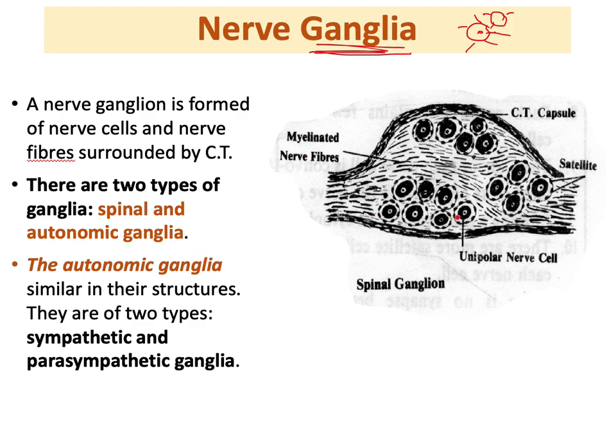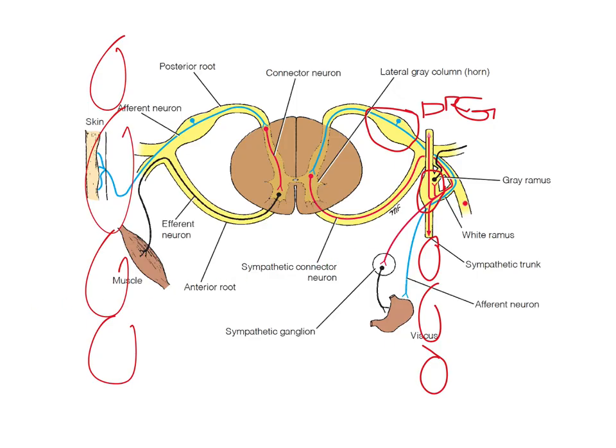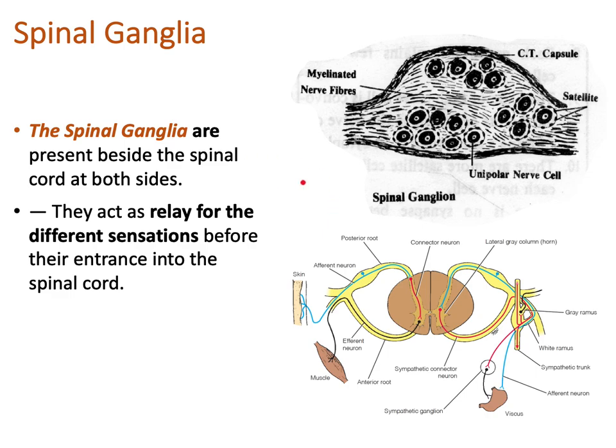So if you look at this cross section in this figure, guys, this is a nerve ganglion. It's a spinal ganglion, and you see there are cells here and there, surrounded by a thick capsule, which is connective tissue, right? As I mentioned, there are two types of ganglia: the spinal ganglia and the autonomic ganglia, which include the sympathetic and the parasympathetic. Let us start with the spinal ganglion.